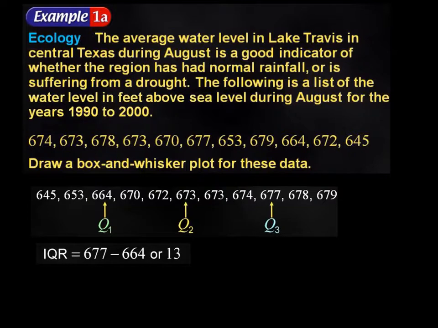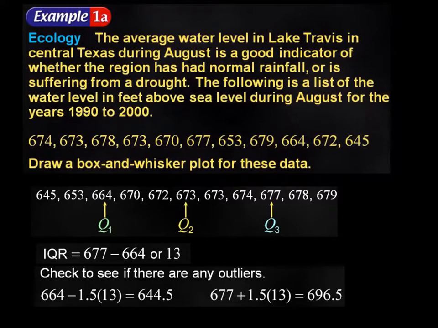The interquartile range is the difference between Q3 and Q1, so 677 minus 664, or 13. And we use the interquartile range to check for outliers. So if we take Q1 minus 1.5 times the interquartile range, we get 644.5, and Q3 plus 1.5 times the interquartile range, we get 696.5.